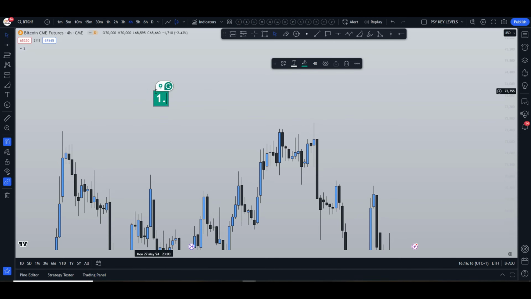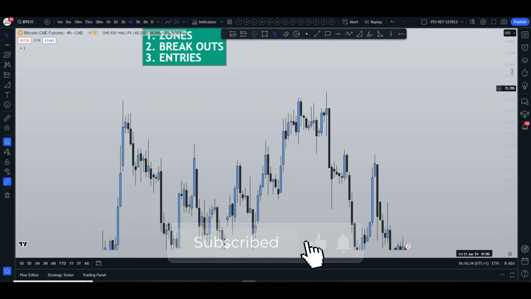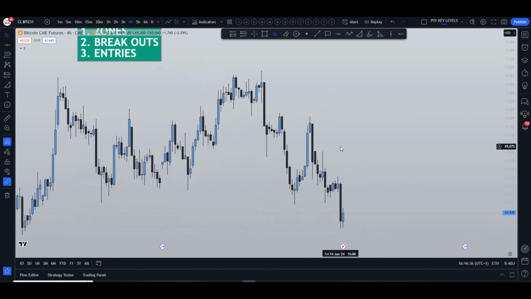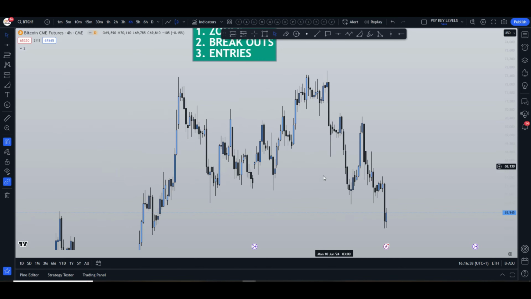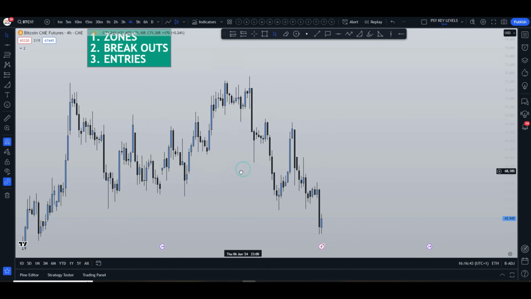Okay, so number one, zones, right? Number two, we will be identifying breakouts, and number three, entry method. So obviously just call it entries, right? Okay, so looking at entries now, it's a 3-step process. I'm going to be using Bitcoin for the example. Why Bitcoin? Bitcoin is one of the craziest trading instruments out there. So if the break and retest can tame this, we can tame anything.